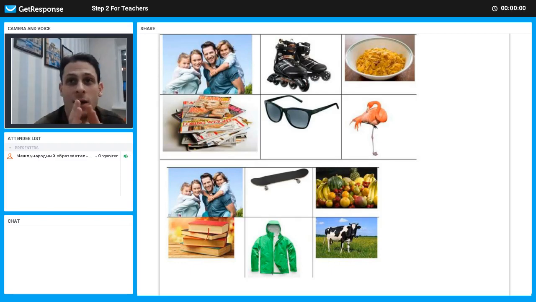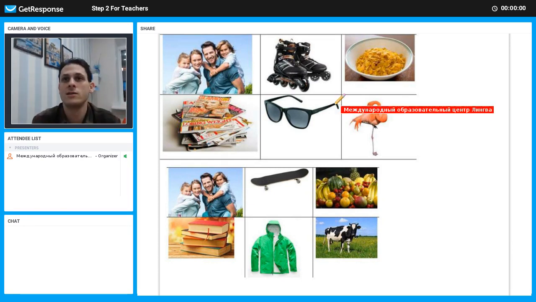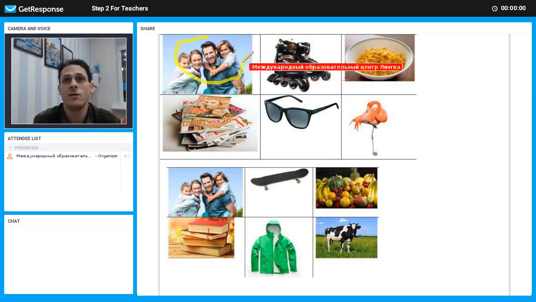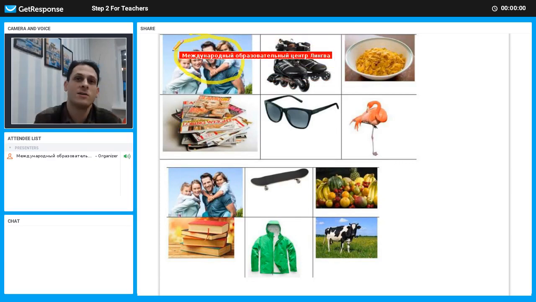But this is sort of a rare case. It's usually 3 to keep it short. Now, the first question for each picture is always, what's in the picture or who's in the picture? So let's do the first group. Okay, who's in the picture? Okay, it's a family. Great.